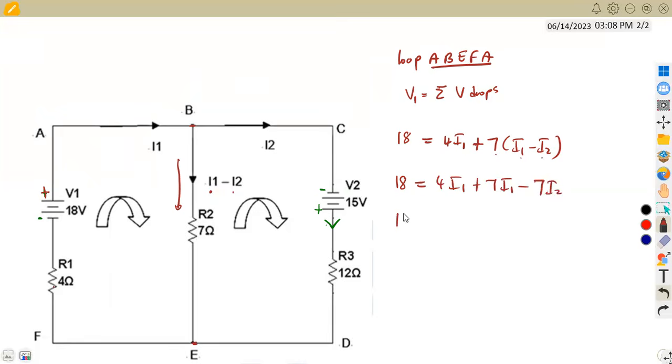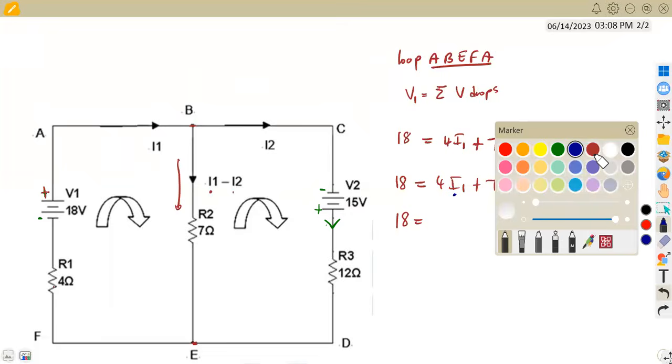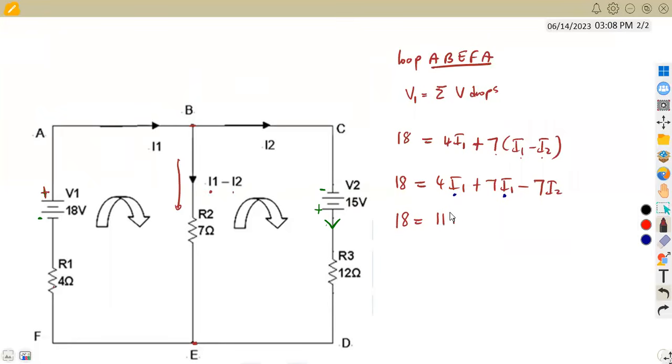So we can collect the like terms. In this case, we've got I1 and I1. So 4 plus 7, that's 11. 11I1 minus 7I2. All right. So this is our first equation, which we can just rewrite: 11I1 minus 7I2 is equal to 18, but this part does not even affect our calculations actually. All right, so this is going to be our equation 1.